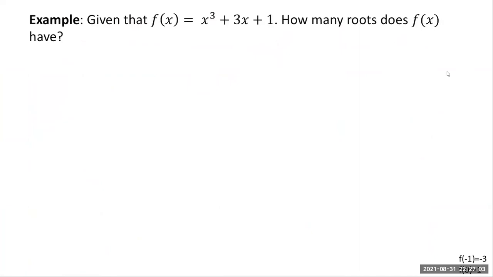Next, I want to work on this particular example. Given that f of x is equal to x cubed plus 3x plus 1, how many roots does f of x have? We need to determine how many roots this function would have. Let's do some calculations. Notice that if you calculate f of -1, you will get -3. And if you calculate f of 0, you will get 1. You put 0 here, you get 1, right?